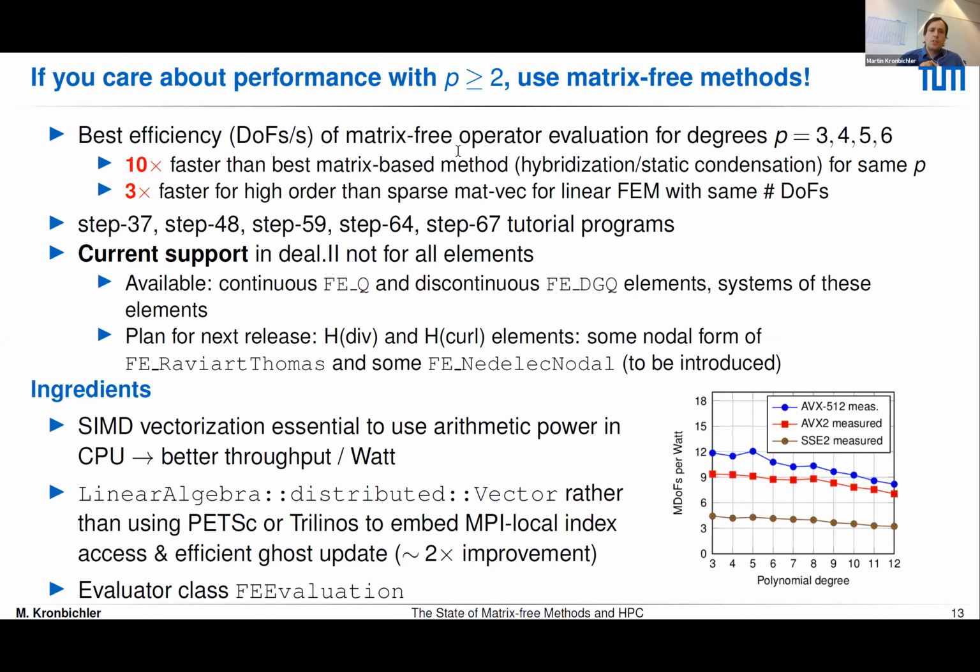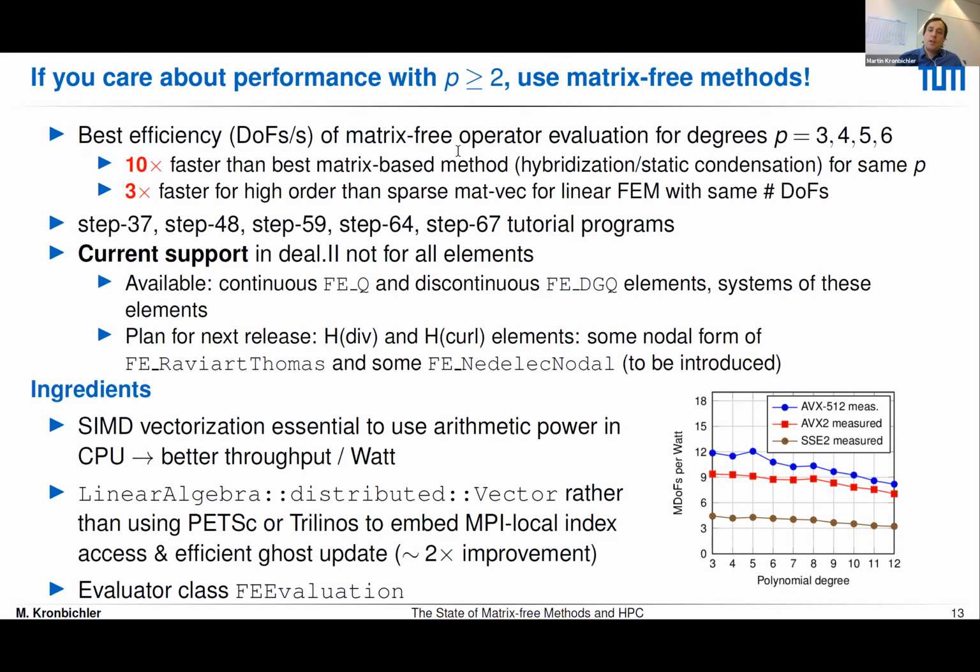One of the things which is not there in deal.II is support for all element types, because of course we need tensor products to get this done efficiently. So we can do continuous and discontinuous elements, but we cannot yet do H(div) or H(curl) elements. At some point, we really plan to tackle that so we can do it also on more interesting elements. It's not difficult, but we need to do some work there.